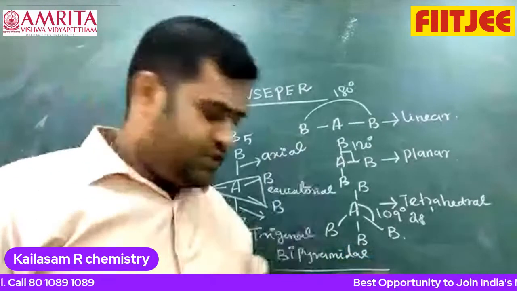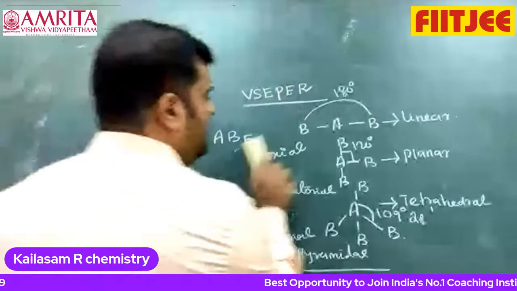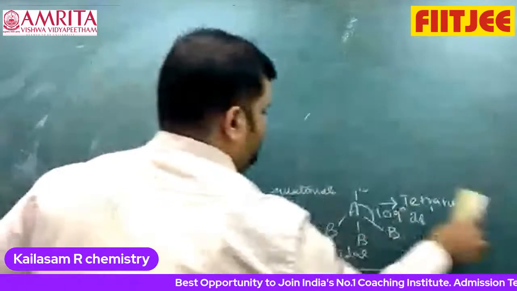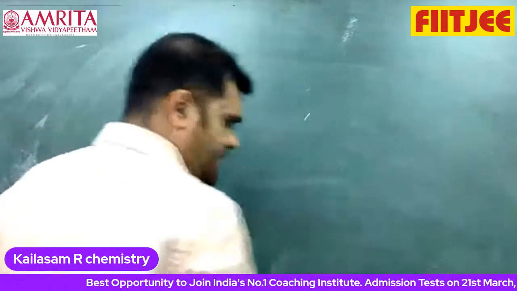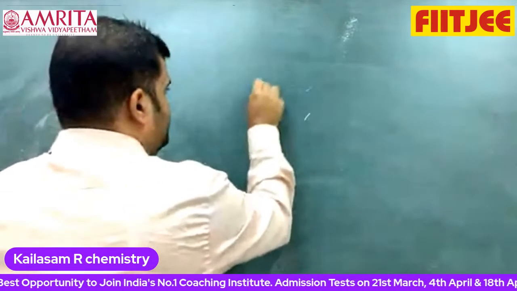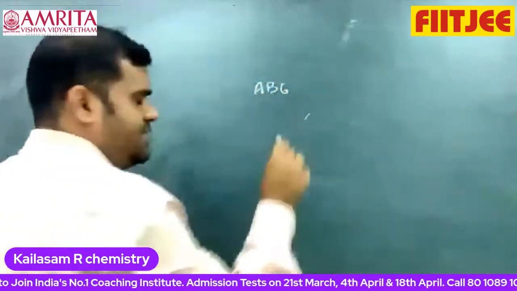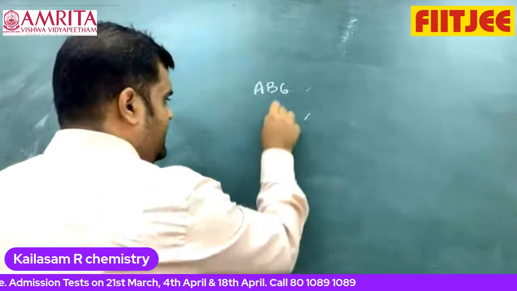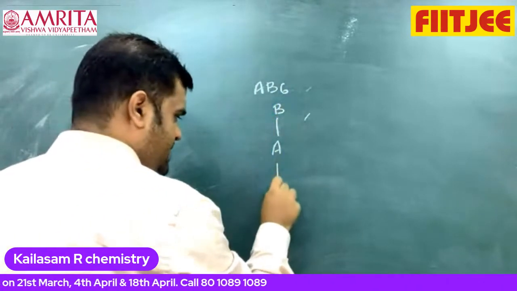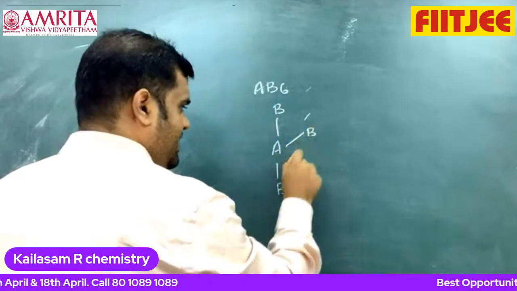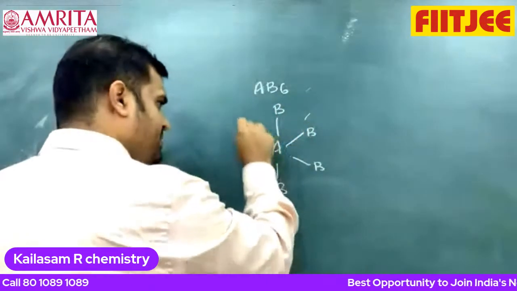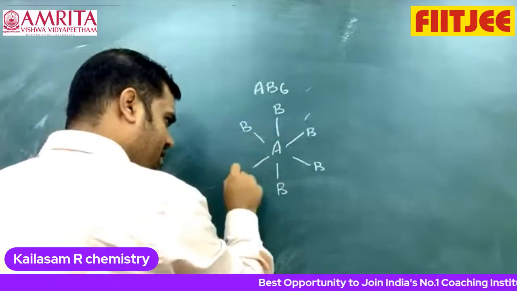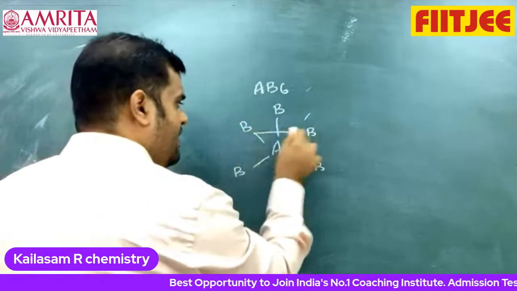And the last will be AB6. In the case of AB6, listen, A has B, this is B, this is B, this is B.